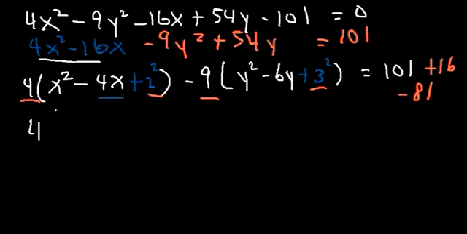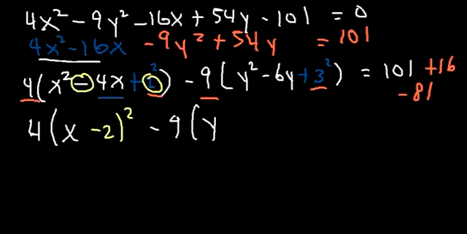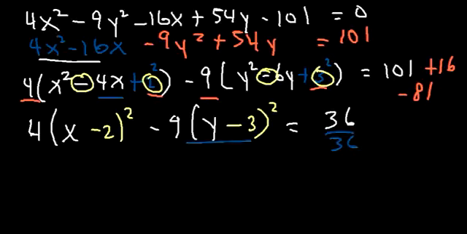So now let's factor. It's going to be 4 times x minus 2 squared, and then minus 9 times y minus 3 squared. So 101 minus 81, that's 20. 20 plus 16 is 36. Now we need the 36 to be a 1 for a hyperbola. So let's divide every term by 36.